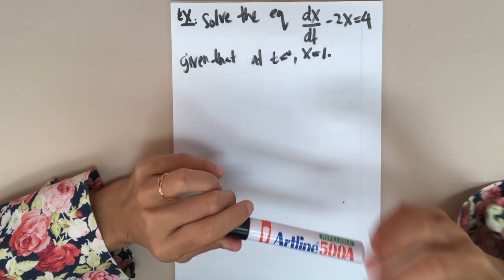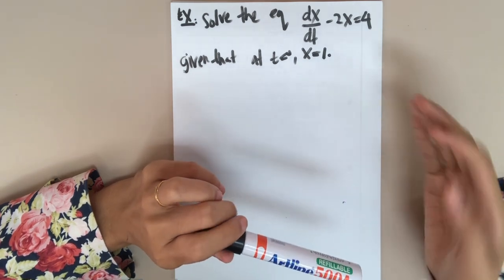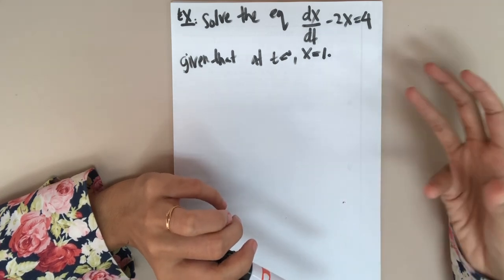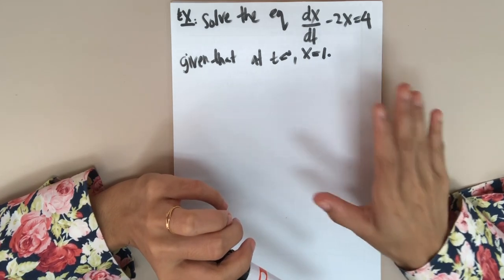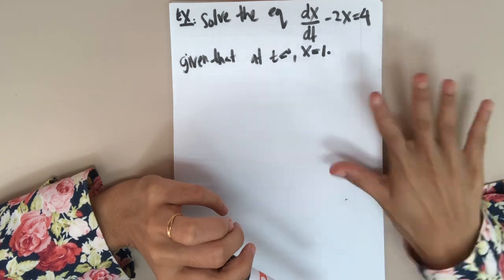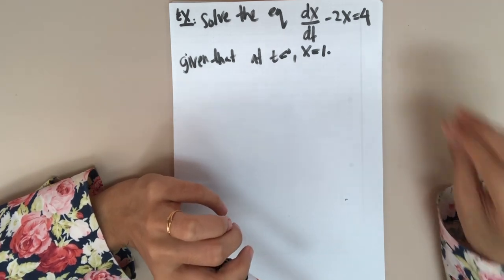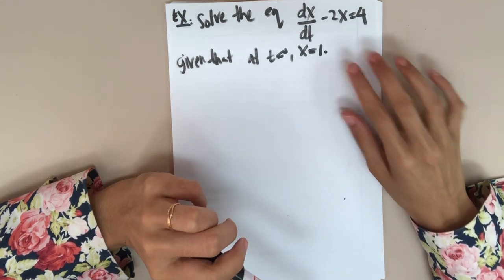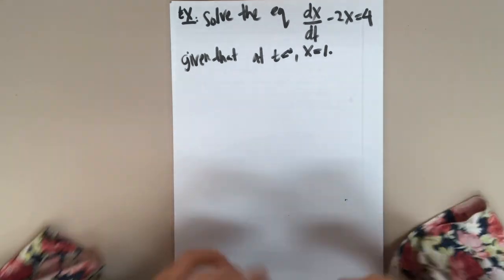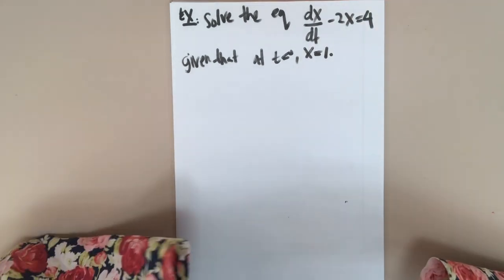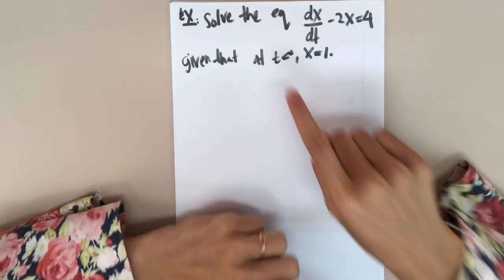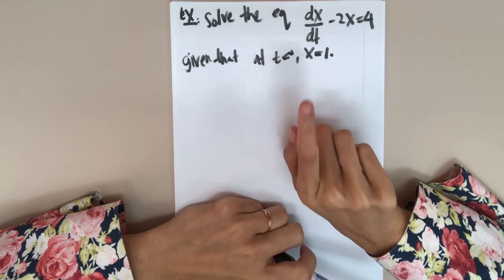Like the previous chapter, we learned about undetermined coefficients and variation of parameters. You can use those also for this question. But since we are in the chapter Laplace transform, I will show you how to solve it by using Laplace transform. Now class, this is the equation given, dx/dt minus 2x equal to 4, and here t equal to 0, x equal to 1 is your initial condition.